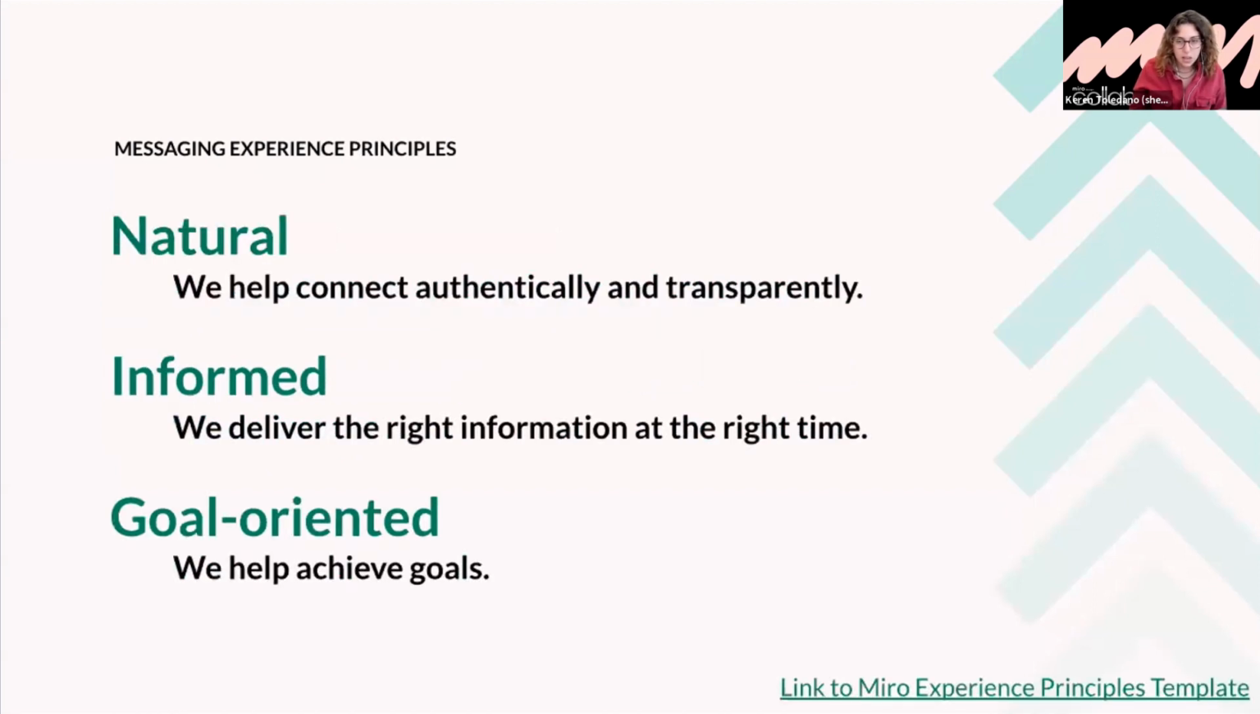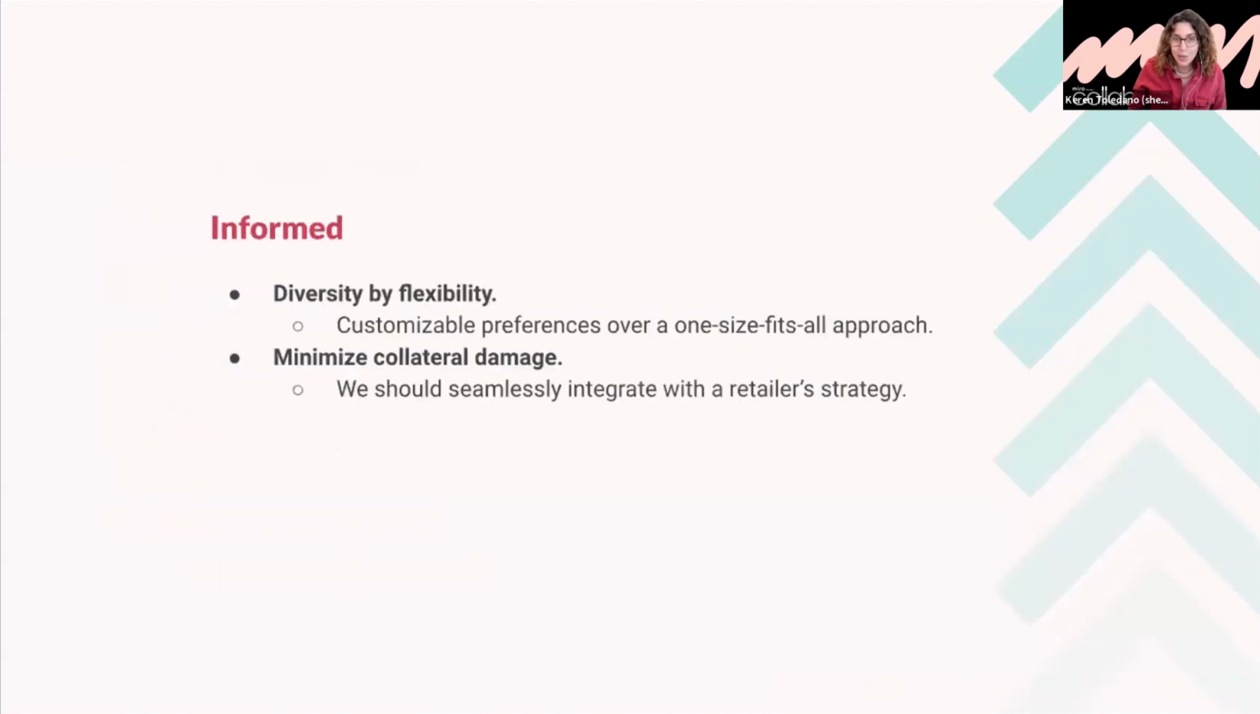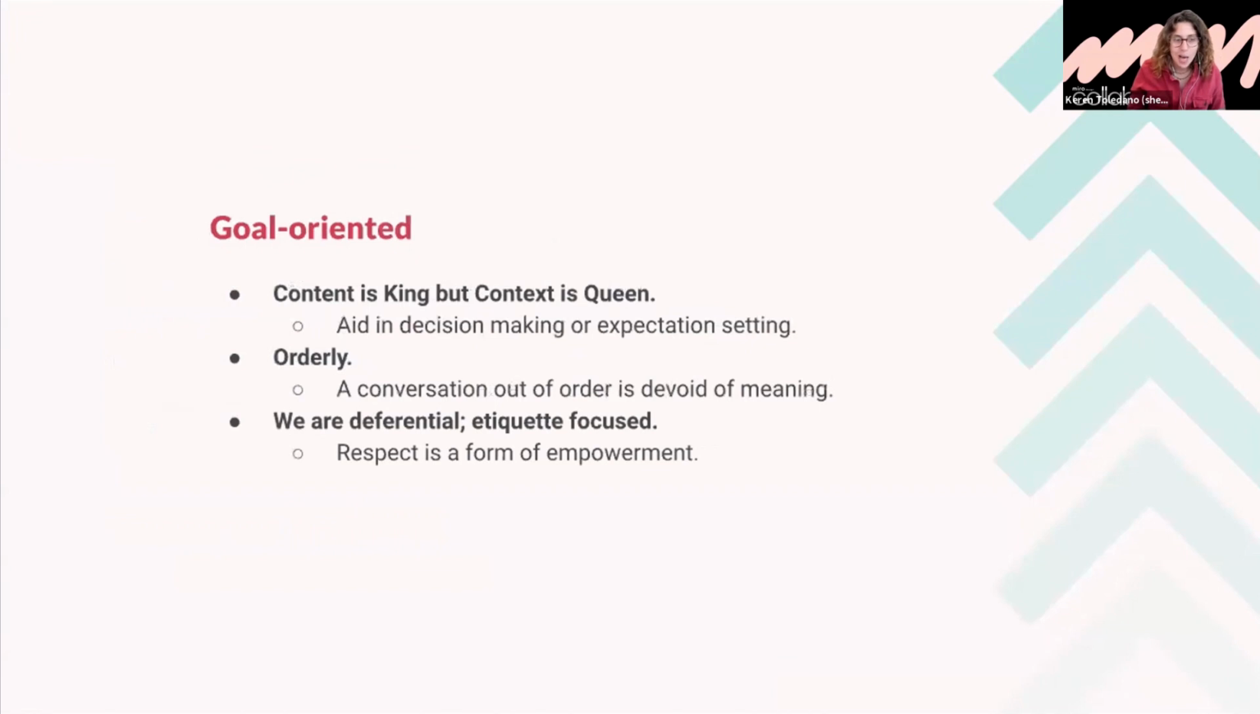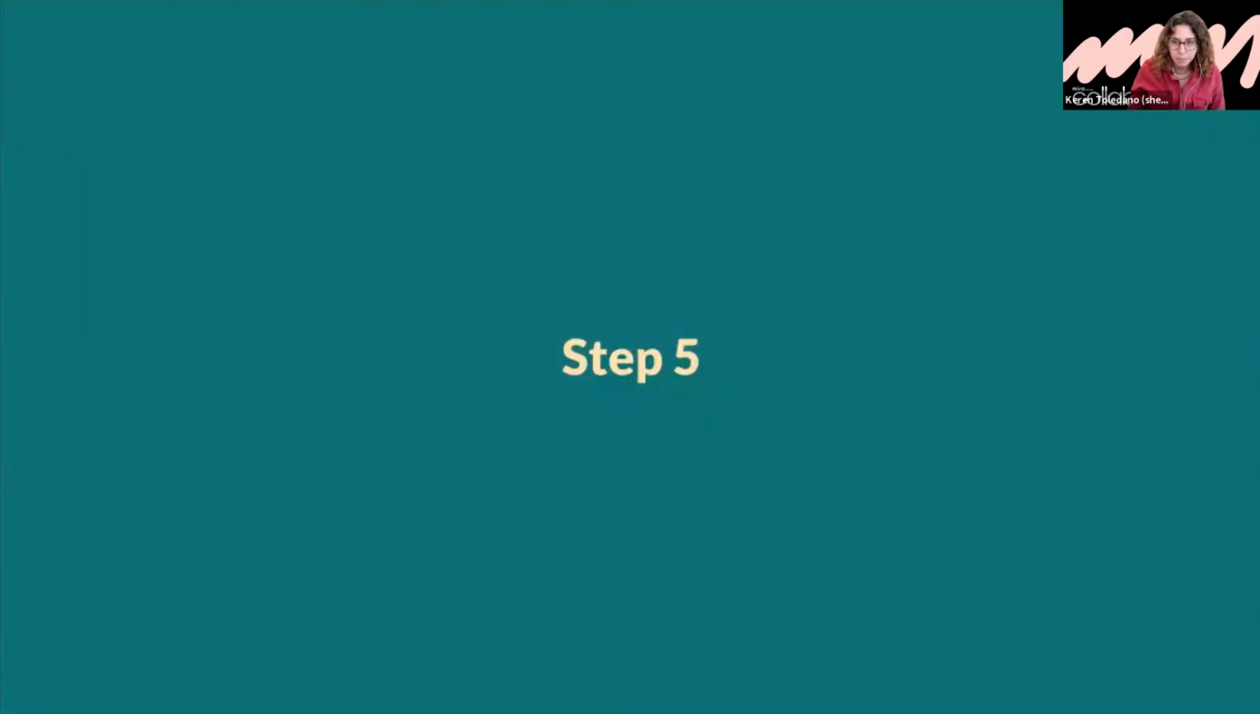So we landed on wanting to be natural, informed, and goal-oriented. We actually further defined what those things mean to us. We don't have time to go through these now, but they've been really important in helping us create an ethos and a culture on our team.